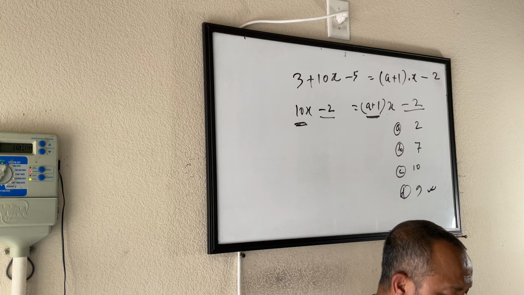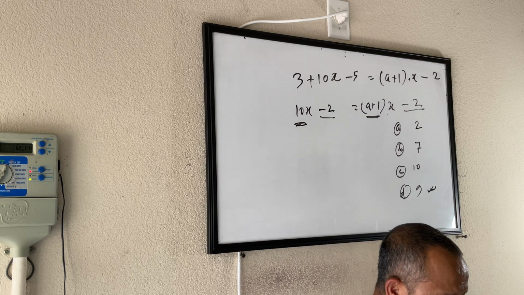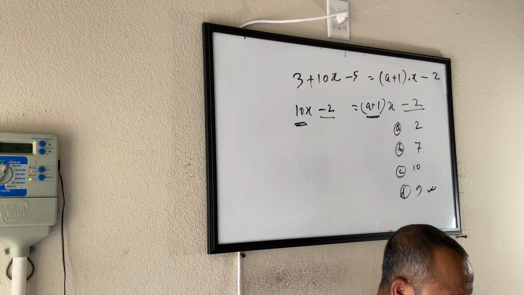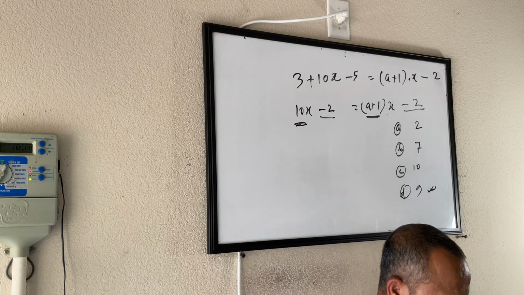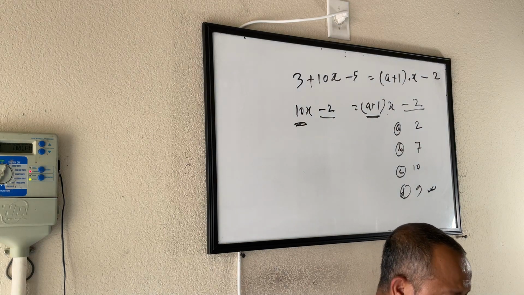2/3 minus 5x equals bx plus 1/3. In the above equation, b is a constant. For what value of b does the equation have no solution? For what value of b?